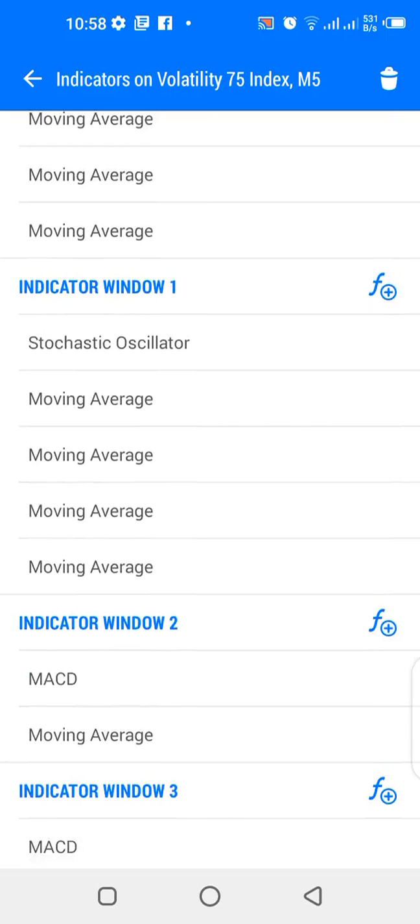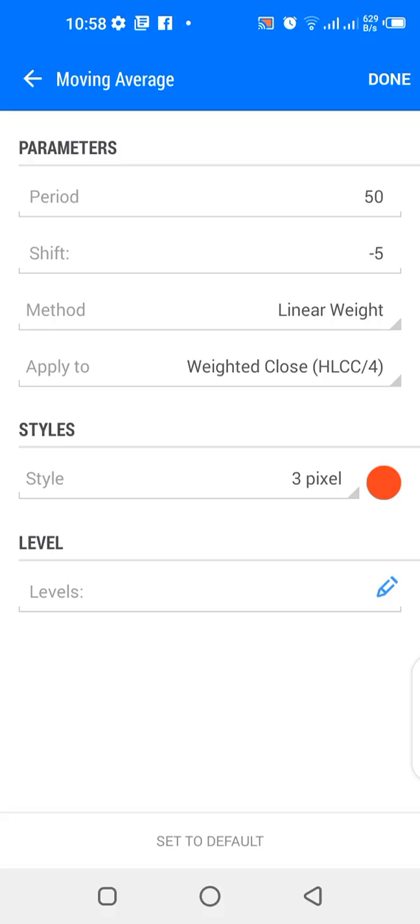We have 4 moving averages on indicator window 1. The first one is the red line, which is a 50 period moving average. Shift is -5. Method is linear weights. Apply to weighted close, and the color is red.